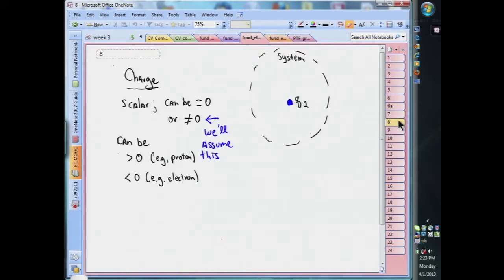That non-zero charge can be positive, like it is for a proton, or negative, like it is for an electron. Now, charge is a fundamental quantity, which means it has its own physical dimension with the corresponding unit called the Coulomb.